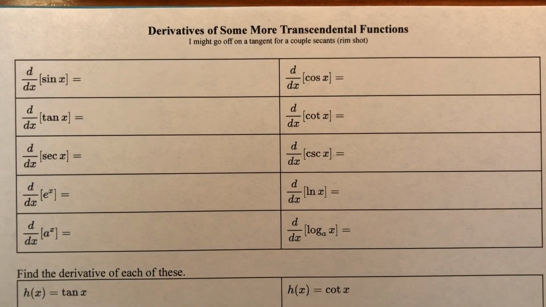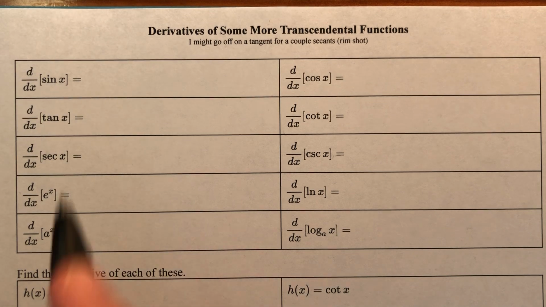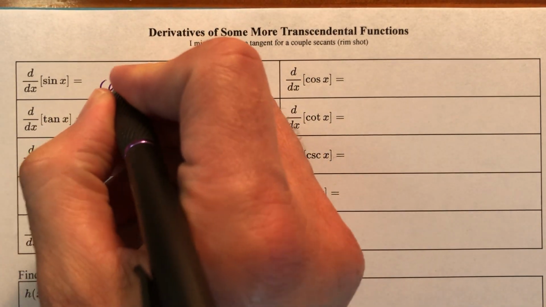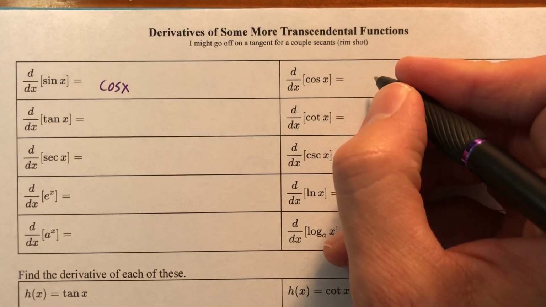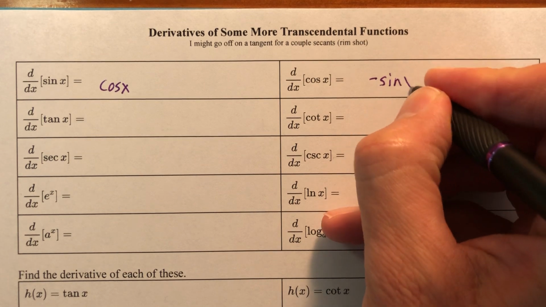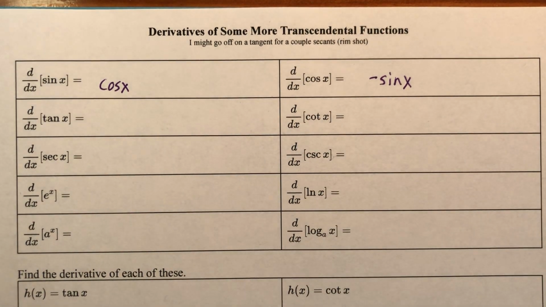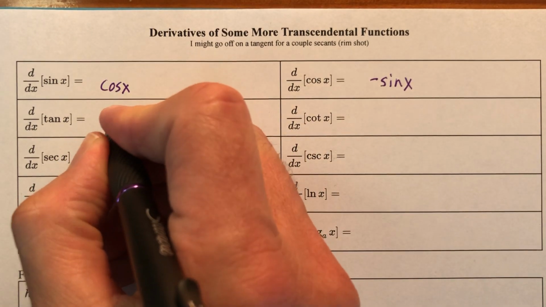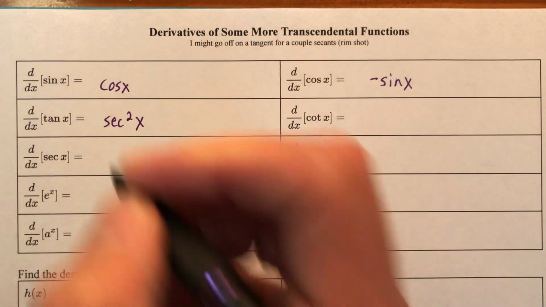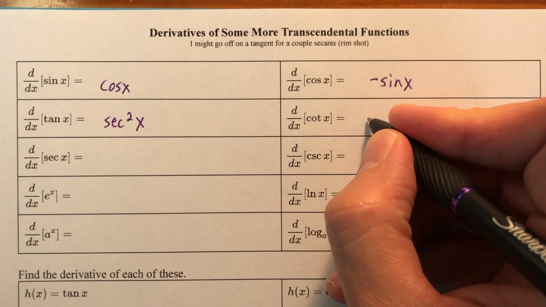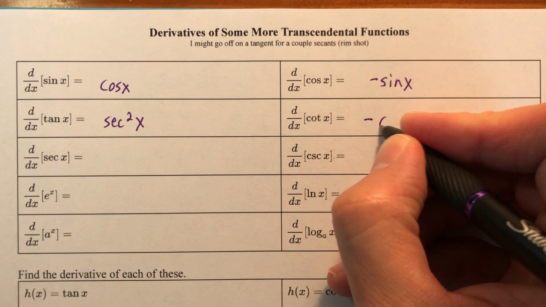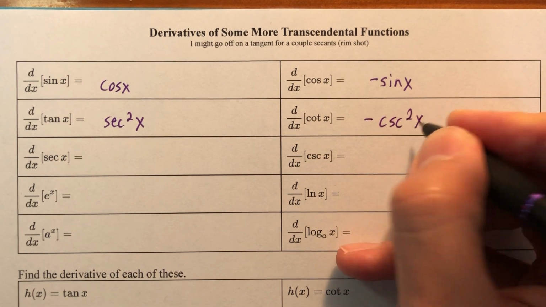Well, some of these you just discovered, some of these you know, some of these I'm just going to tell you. Here we go. The derivative of sine is cosine. The derivative of cosine is negative sine. Let me give you a hint: the co- functions are negative. The derivative of tangent, we just found out, is secant squared. The derivative of cotangent, we just found out, is negative cosecant squared.